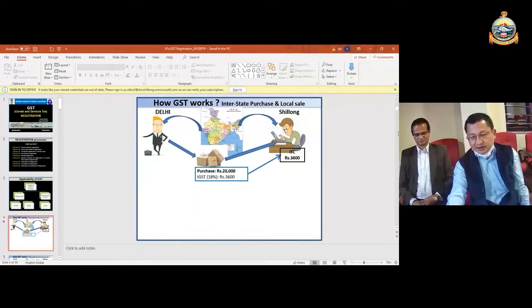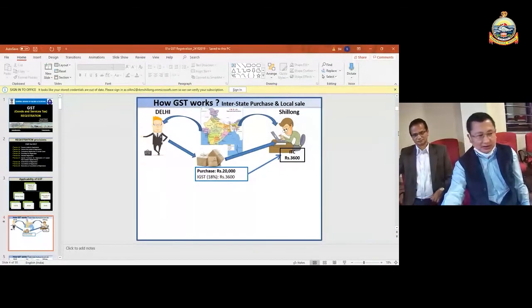This 3,600, the supplier in Delhi is collecting from his buyer on behalf of the government. Since he has a GST registration, he is authorized to collect tax from his purchaser. And when he collects tax from his purchaser, he has to deposit it to the government. This 3,600 he will deposit to the government when he files his monthly GSTR 3B.